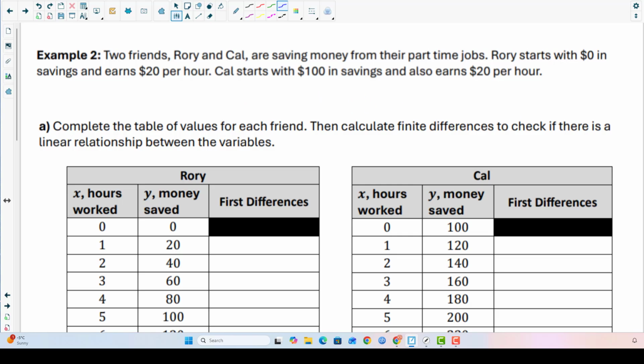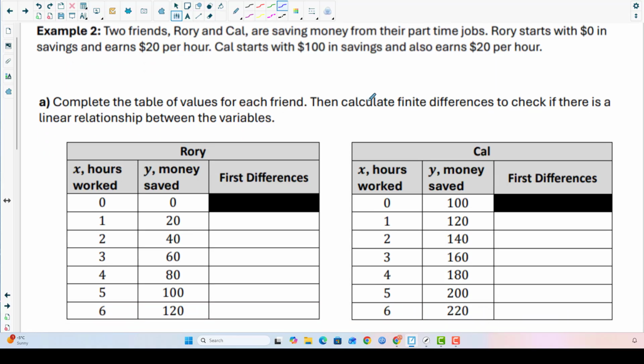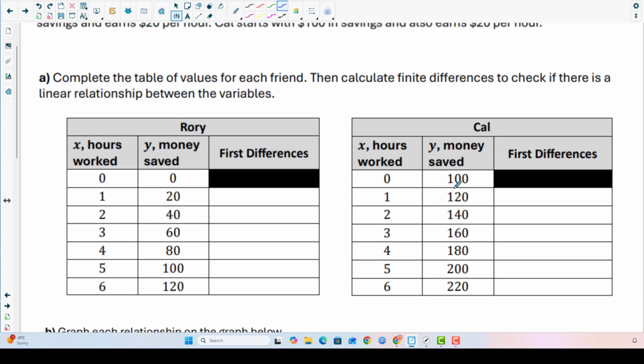Let's do an example. Example 2. Two friends, Rory and Cal, are saving money from their part-time jobs. Rory starts with $0 in savings and earns $20 per hour. Cal starts with $100 in savings and also earns $20 per hour. Complete the table of values for each friend, then calculate the finite differences to check if there is a linear relationship between the variables. So we have the table of values.